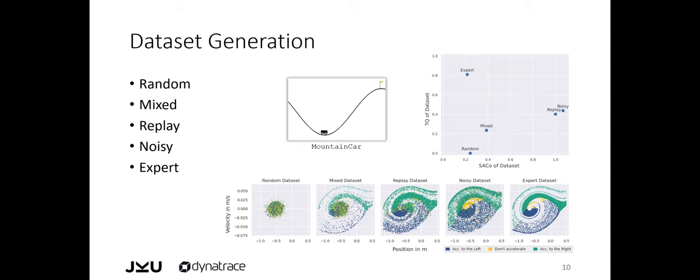Using our two measures, trajectory quality and state-action coverage, we can see that the position of the data sets relates to what we think it should be. Like the random data set has the lowest quality, whereas the expert one has the highest, all others are in the middle, whereas the replay and noisy data sets have the highest coverage of the state-action space.